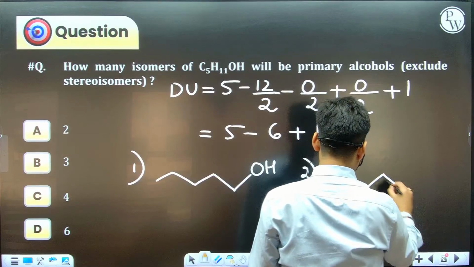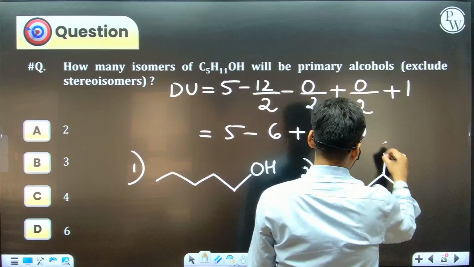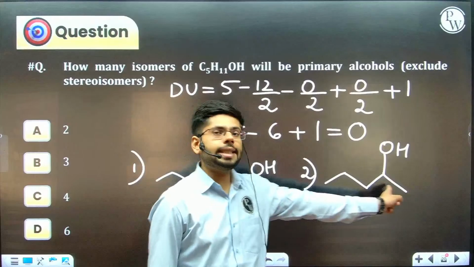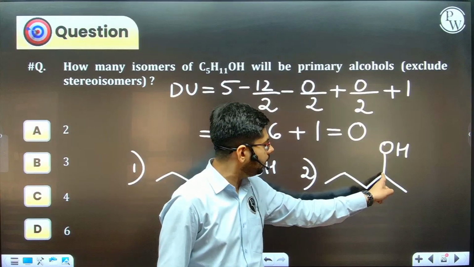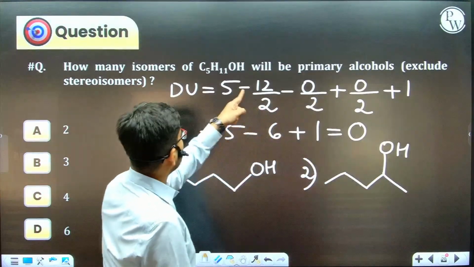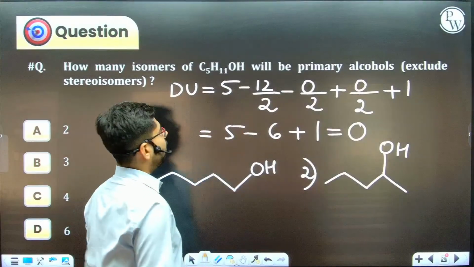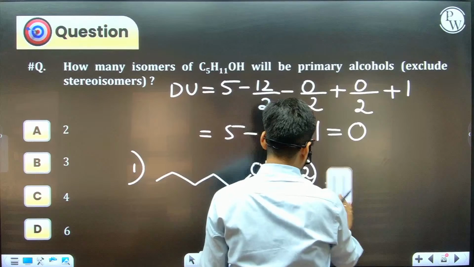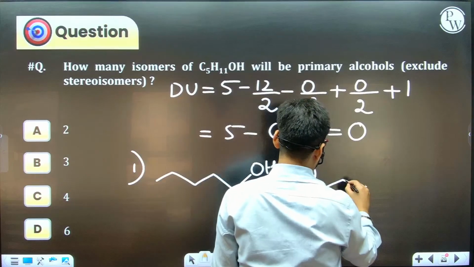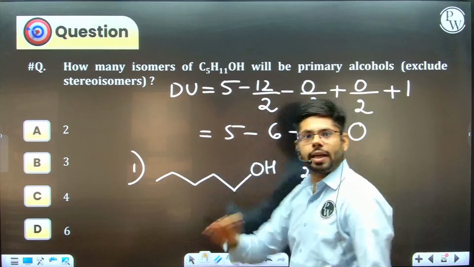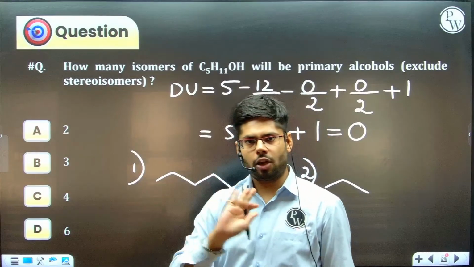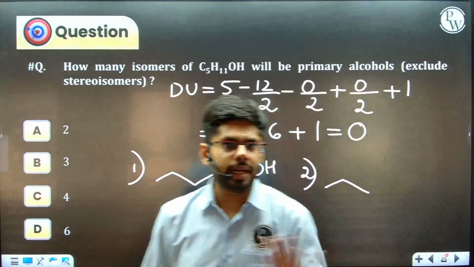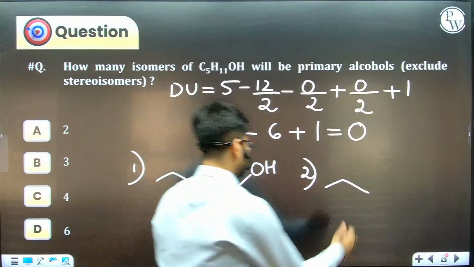Now see, this is also another alcohol which has this molecular formula, but this is a 2 degree alcohol because this carbon is a 2 degree carbon. But in the question they have asked us to identify only 1 degree alcohol. So I'm drawing only 1 degree, so I'll not draw this. Since DU is 0, I cannot draw any ring. I cannot draw any pi bond. So no double bond is allowed, no triple bond is allowed, no ring is allowed because DU is 0.